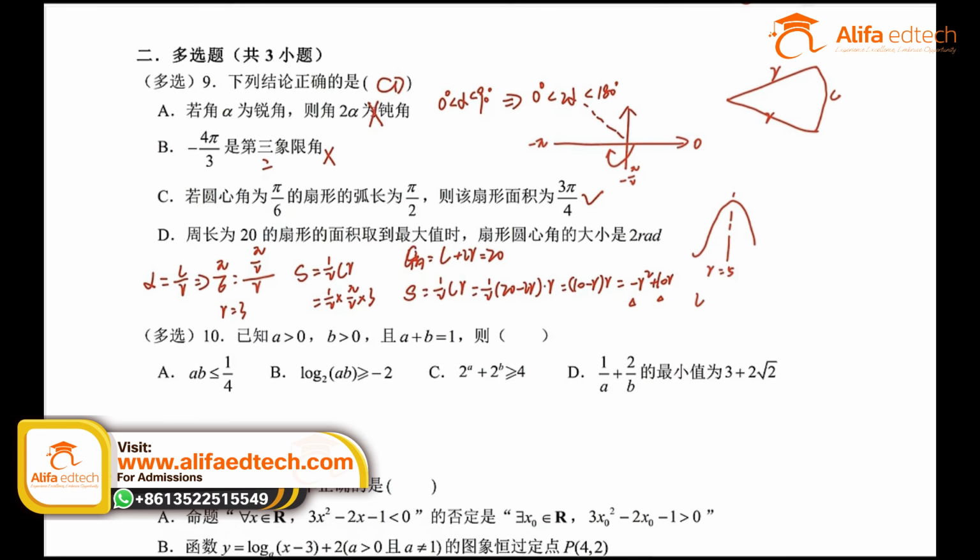In that case, my arc length should be equal to 20 minus 2r, which is exactly 10. From that, we get my central angle alpha, which is L over r, and that's exactly 10 over 5, which equals 2. No problem. So option D is also correct.